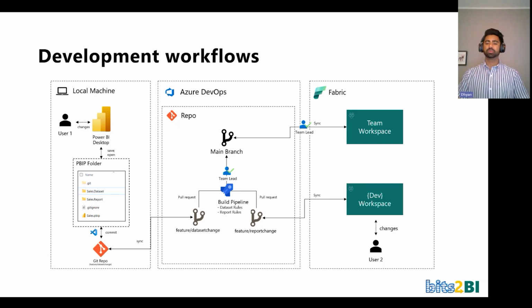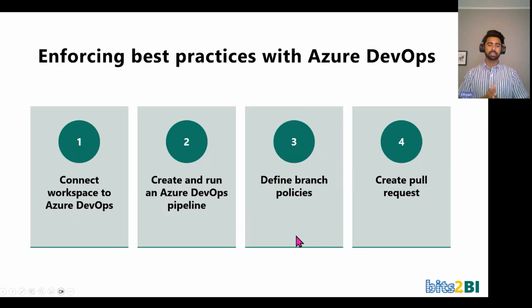So there are 4 main steps that we should talk about, and I will demo it as well today. The first one is we need to connect the workspaces to Azure DevOps. Simple one, right? Second, we will create and run a DevOps pipeline. And this pipeline is where we will be using these community tools, and we will take a look at how it's happening. But it's the DevOps pipeline where we are enforcing the best practices.